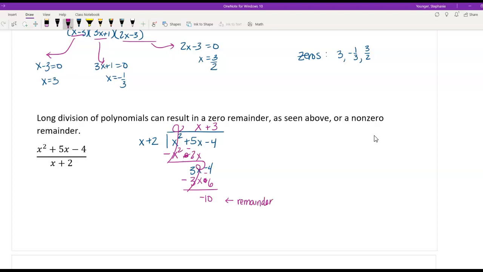which means my answer when I divide ends up being x plus 3 minus 10 over that denominator of x plus 2, right? And now we have a domain restriction that says x cannot equal negative 2. And just a reminder, this right here is that remainder.